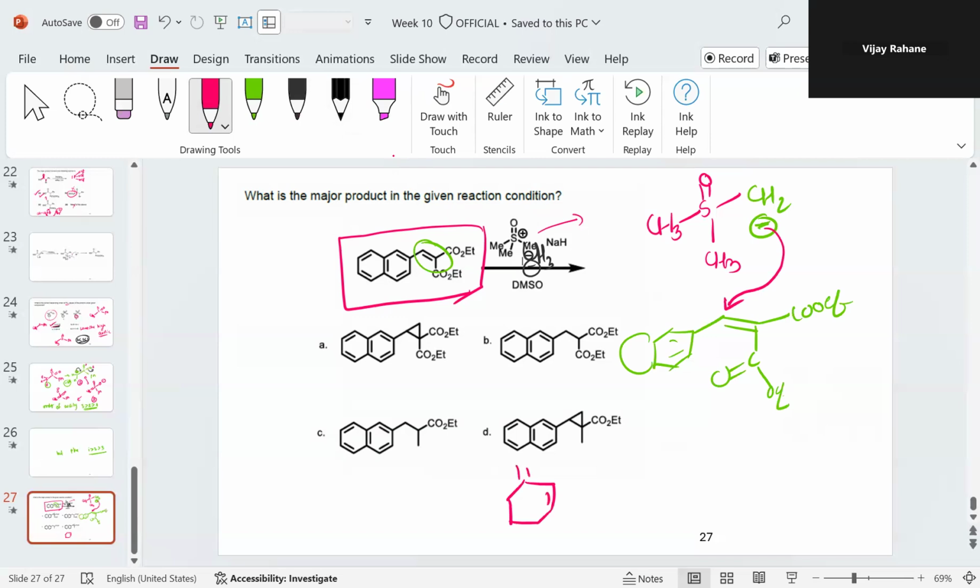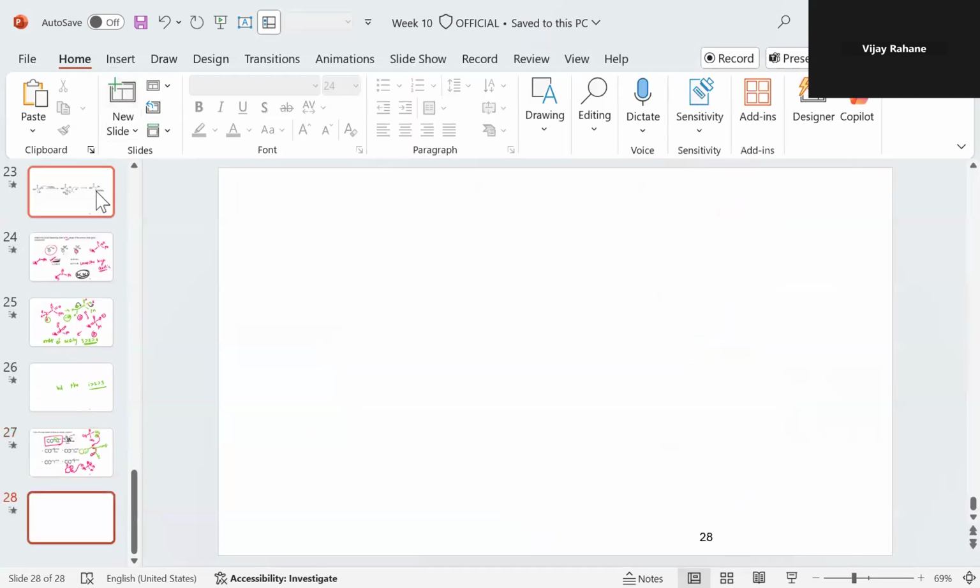So we have the alpha beta unsaturated compound, and we know when we attack the ylide, this is positive and this is negative. It always attacks on this position, right? 1,4 addition. In the same manner, this is also alpha beta unsaturated, right? So once it attacks here, I will take it on the next slide for the space.